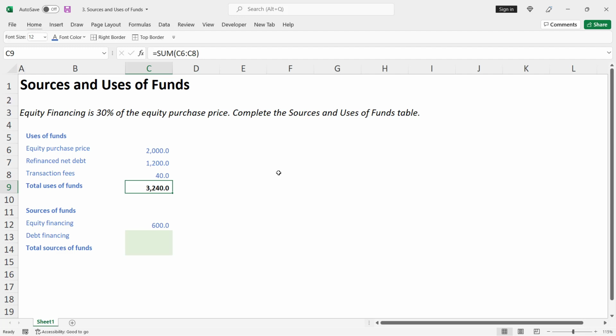$3,240. Now I know that my total sources of funds are always equal to my total uses of funds, and that's what I'm going to input here for the cell C14. And then my equity financing is 30% of the equity purchase price. I already have a formula here. Then my debt financing would be a difference of total sources of funds minus equity financing, and I get the number of 2,640. Perfect. Great job, guys.